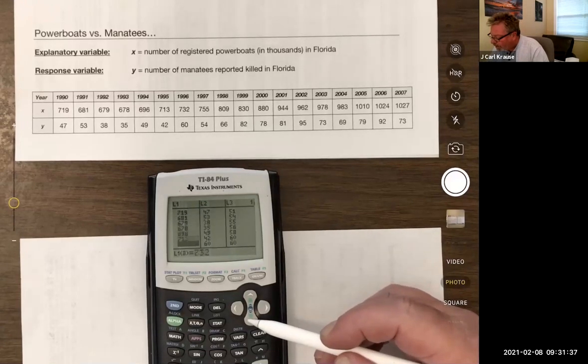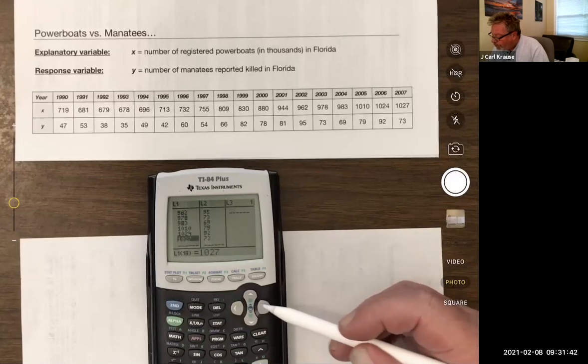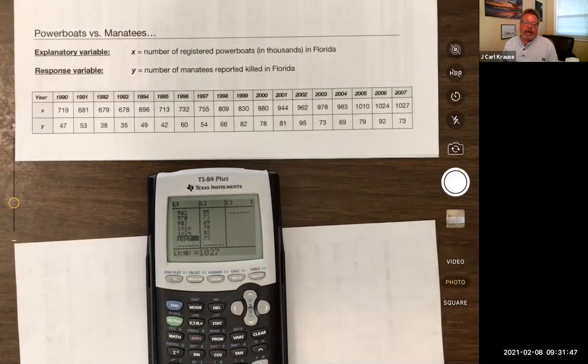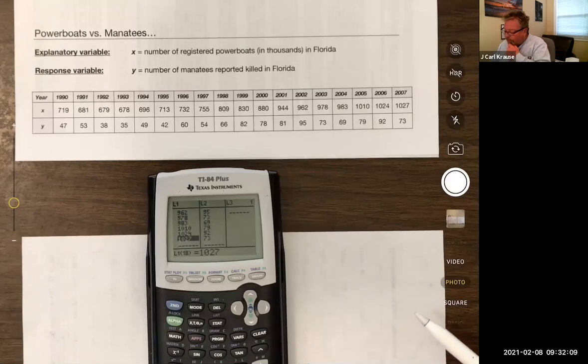Another thing that's a nice idea to check is to make sure that your lists are the same length. Because what I'm about to ask the calculator to do is to turn these two lists into a bunch of ordered pairs. And so it has to be able to grab a number from list 1 and pair it up with the number in list 2. So if your lists are different lengths, the calculator is obviously going to complain. So double check and make sure that the numbers have all gone in correctly.